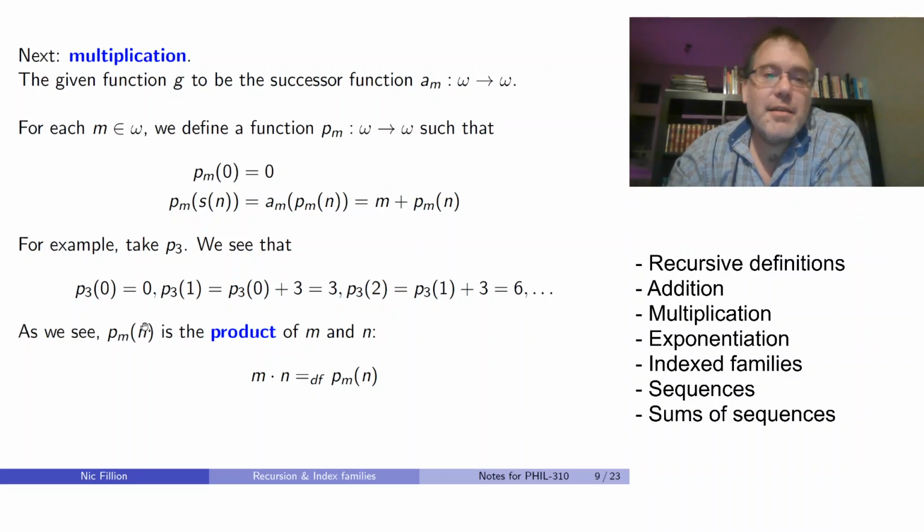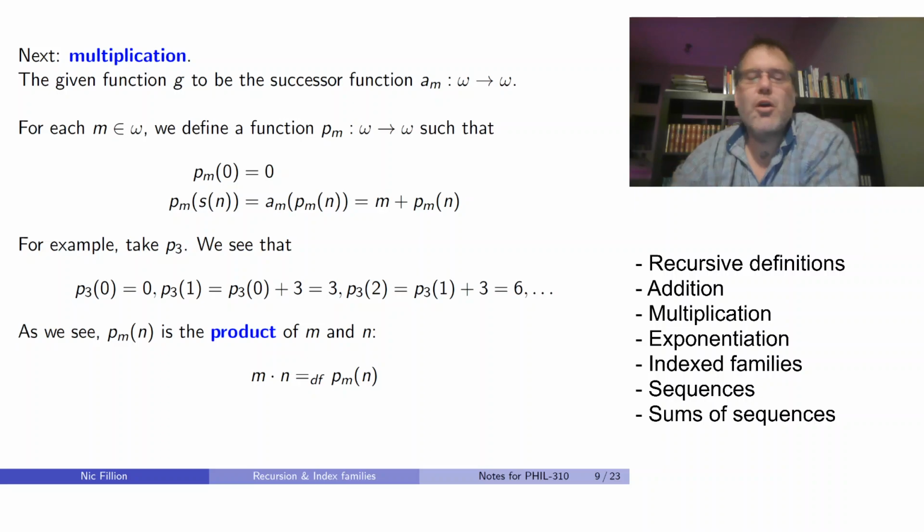So since P sub m of n is the product of m and n, we introduced that definition using the dot for the product. You could use the x as well, but we've used it for the Cartesian product, so that we don't overload the notation. We're going to use the dot for multiplication.